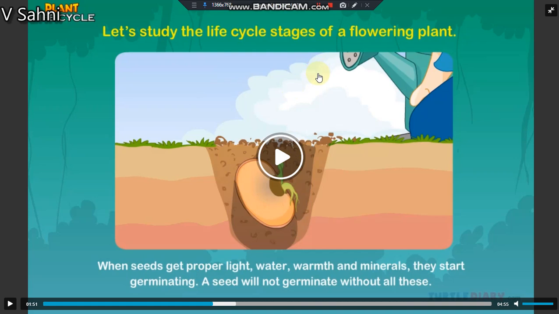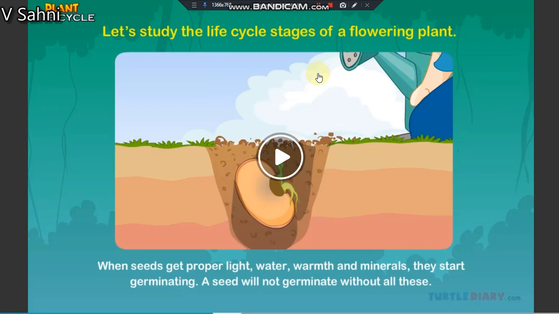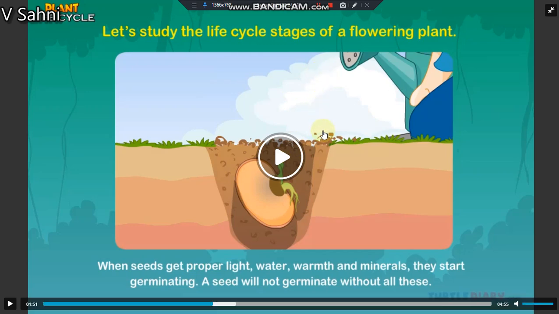We did a question in the note on what are the things required for germination. So what are the things that are required for germination? Light, water, warmth, and minerals. Remember these 4 points. They may come as a question, they may come as filling the blanks or anything. The process of germination requires proper light, water, warmth, and minerals. A seed will not germinate without all these.